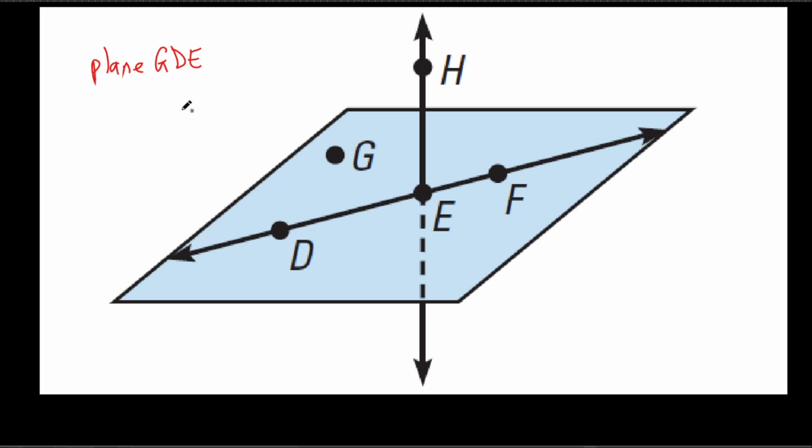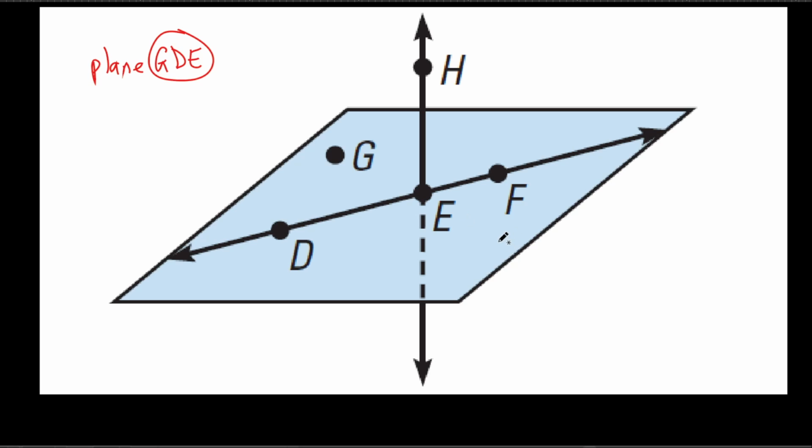No, don't pick 4. So when you name a plane, you only use 3 points. You could have 15 points on here, but how would you name the plane? You just pick 3 of them. Make sense? All right.